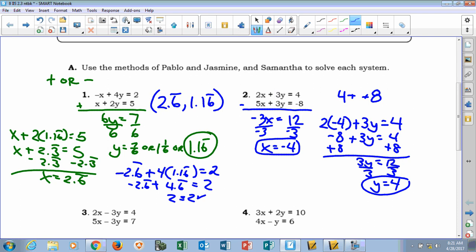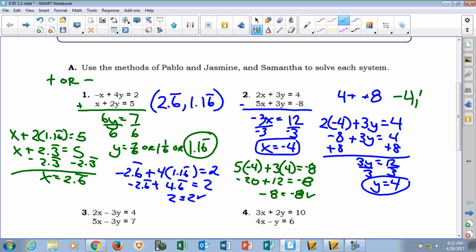What's the last thing we need to do? Check in the other equation, right? So since we plugged the first one into the top one, we're going to plug both points into the bottom one. So 5 times x, which is negative 4, plus 3 times y, which is 4, equals negative 8. So 5 times negative 4 is negative 20. 3 times 4 is 12 equals negative 8, and we end up getting negative 8 equals negative 8. It checks. So our solution is negative 4, 4.